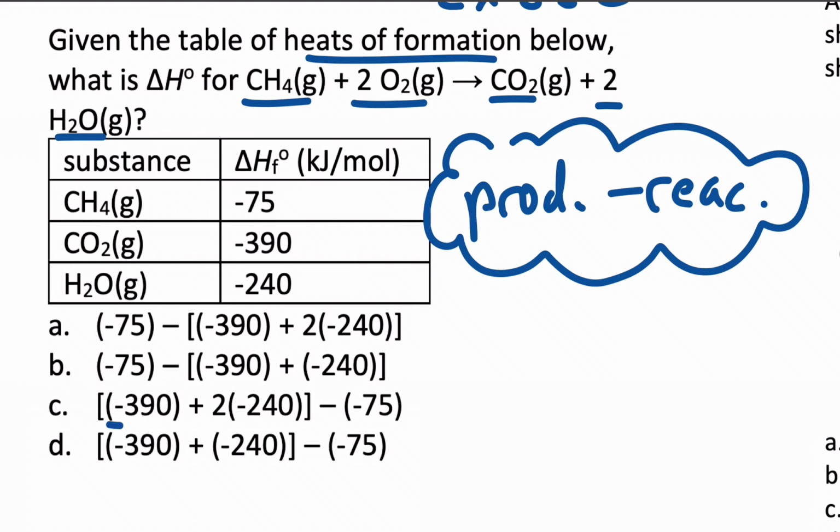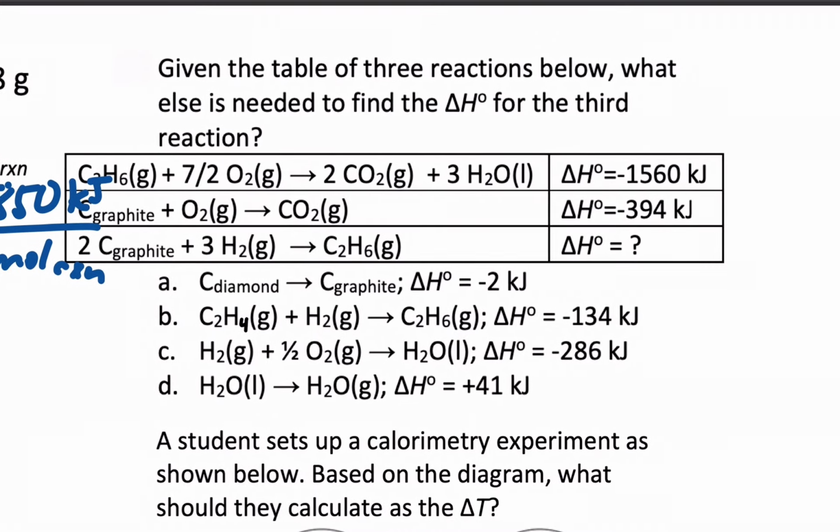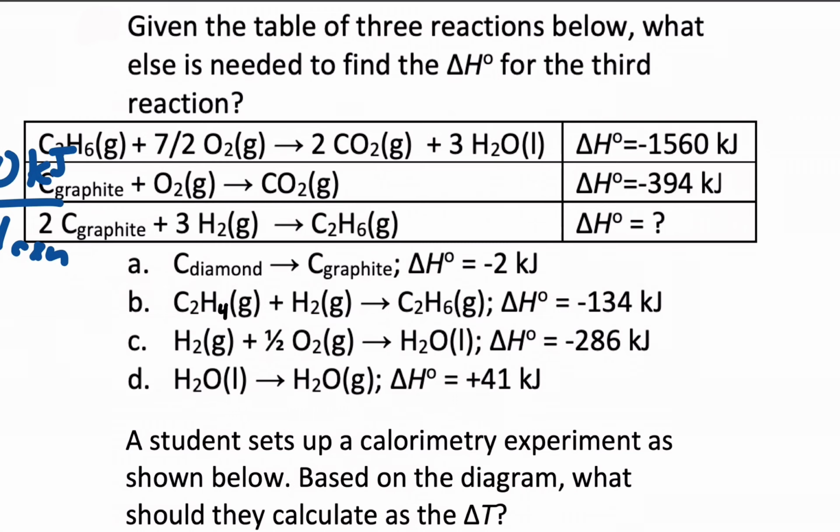I need 1 CO2 and 2 waters, and then I'm subtracting 1 methane and 2 oxygens, but the oxygens have a value of 0, so I'm just subtracting 1 methane, so that's choice C. Don't worry about the math, they gave it to me as a numerical setup.